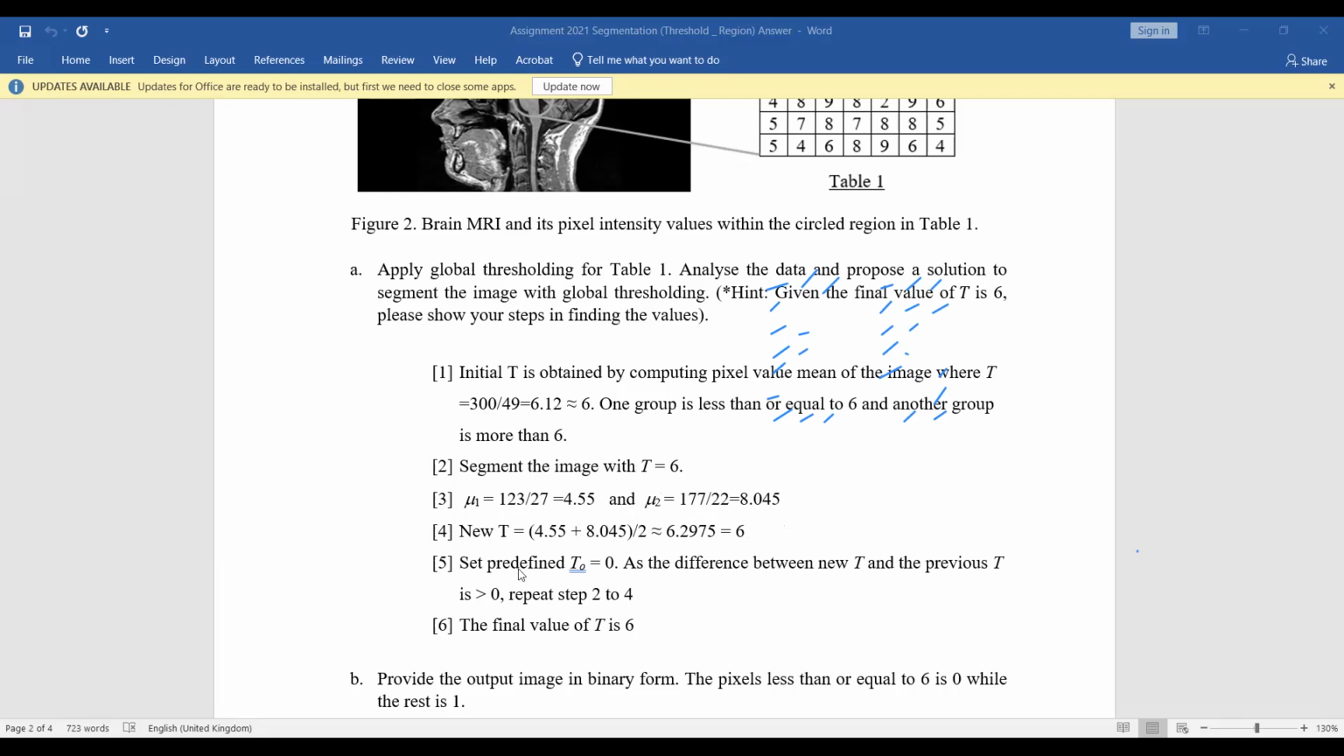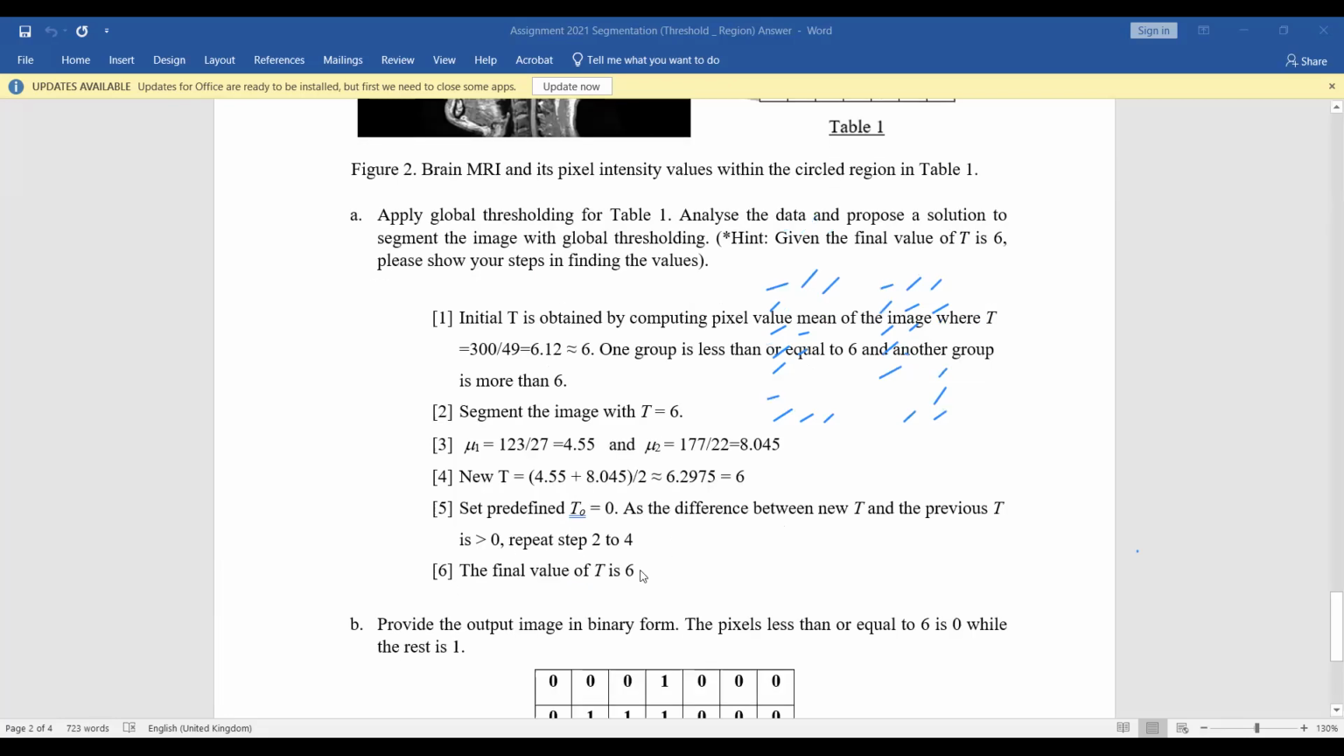You can run one time or two times, because you set the first guessing value, let's say T equals 6. Then you compute and divide into two groups, and you already get this one. No changes, right? Actually, you don't need to repeat. If there are changes, like from 6 you suddenly get 7, then you try the 7, and if you still get 7, the final value is 7.